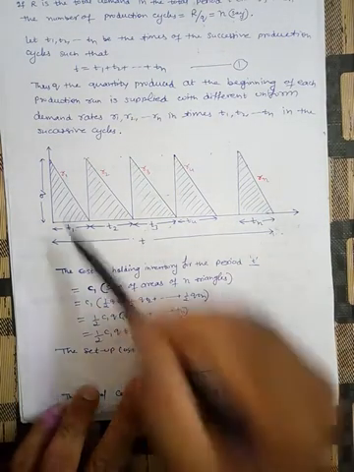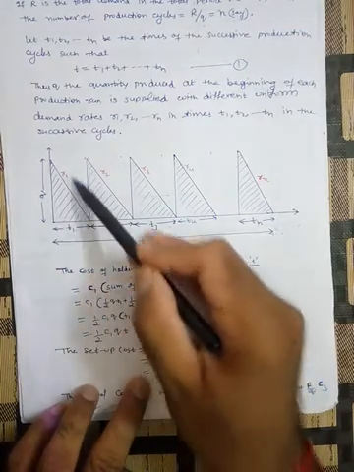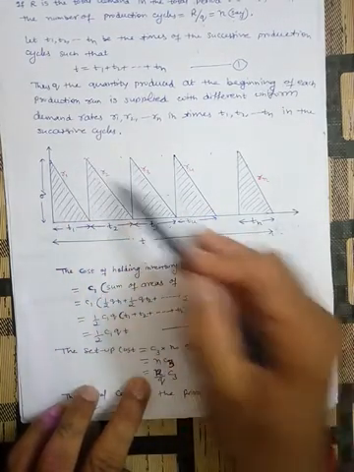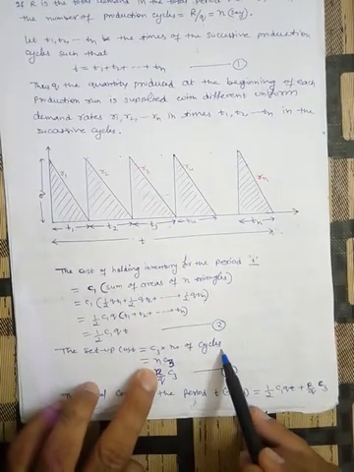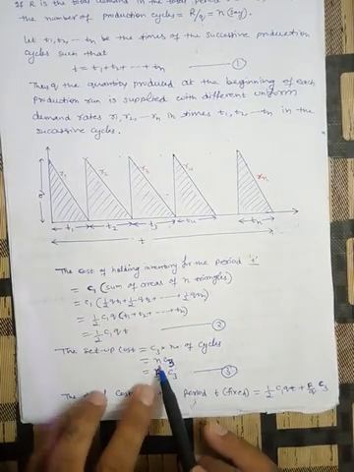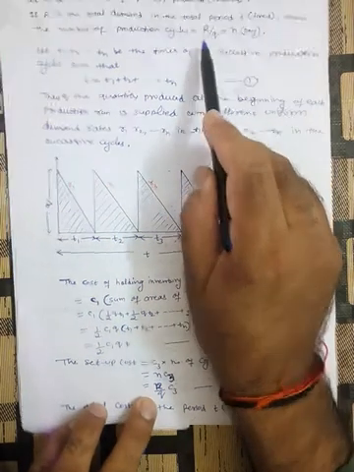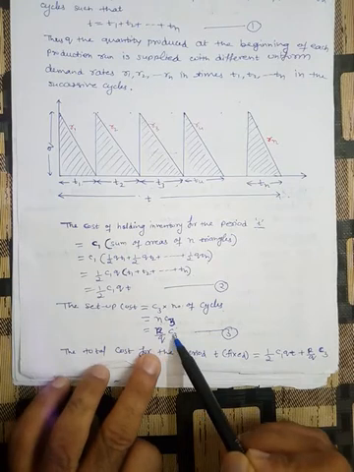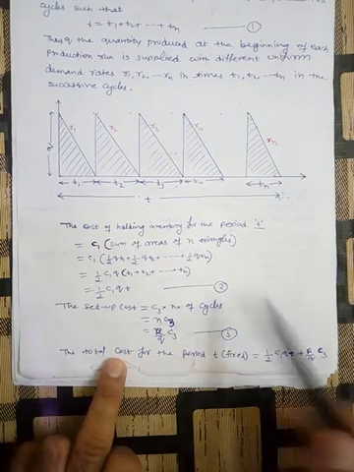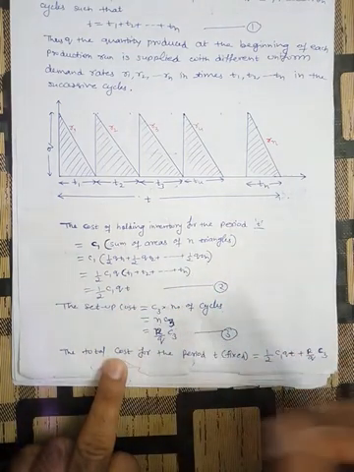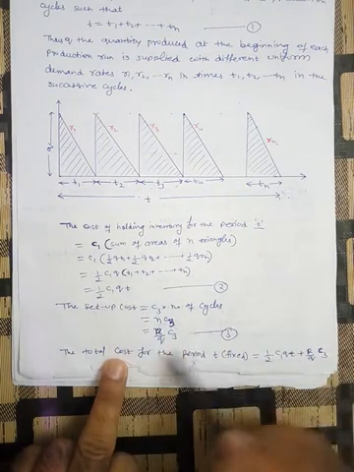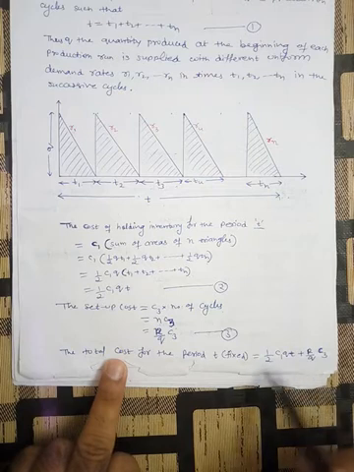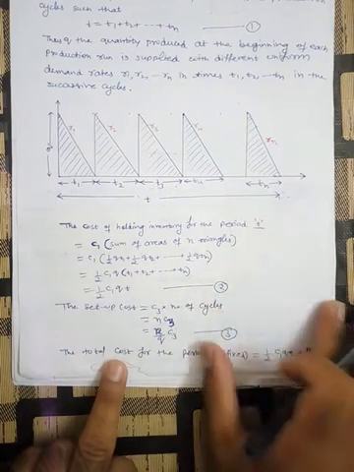Similarly, the setup cost per production run is fixed: C3, C3, C3, C3. That's why NC3, C3 into the number of cycles. So NC3. But what is N? According to this formula, N is R by Q. So just replace it here: R by Q times C3. This is equation number 3. Since shortages are not allowed, C2 will be 0. So the total cost is nothing but the holding cost plus the setup cost. Take their sum. So this is the total cost in this period.